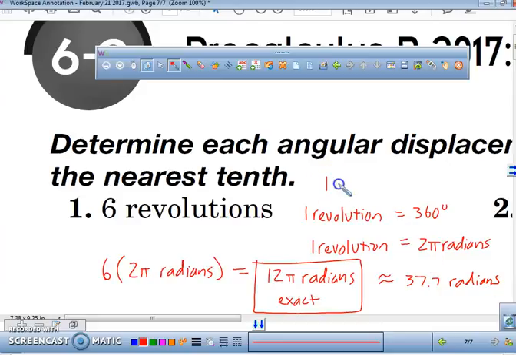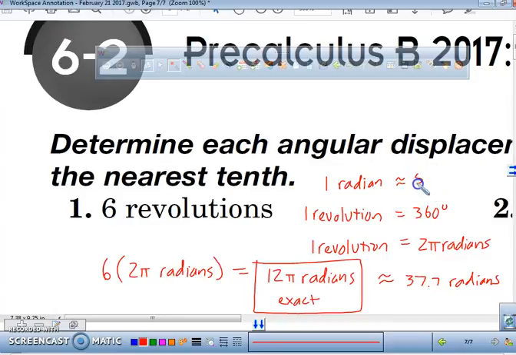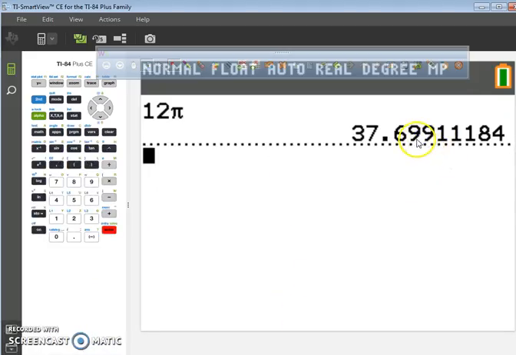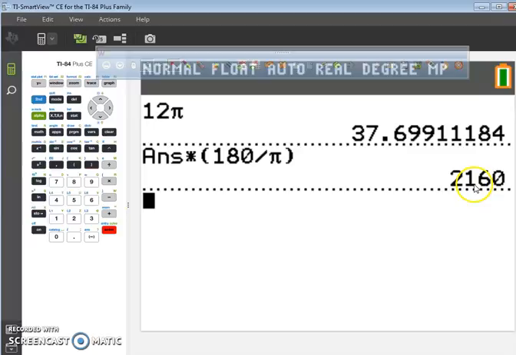Now, what is 1 radian approximately equal to? Do you guys remember that? That's approximately equal to 57.3 degrees. So if I want to know how many degrees that would equal, you could take this 37.7 and multiply it by 180 over pi. And that would give you how many degrees? 2,160 degrees, which is the same as doing what? 6 times 360.